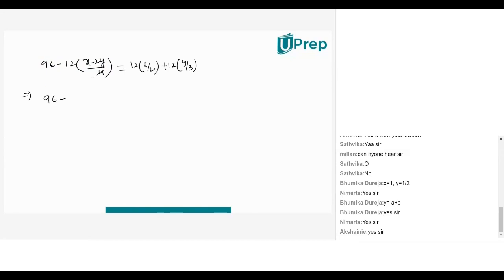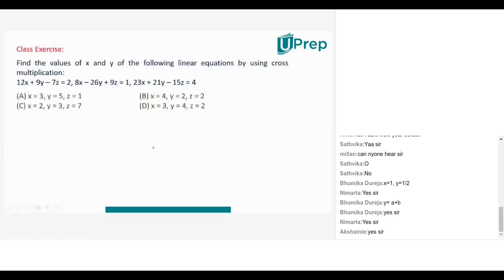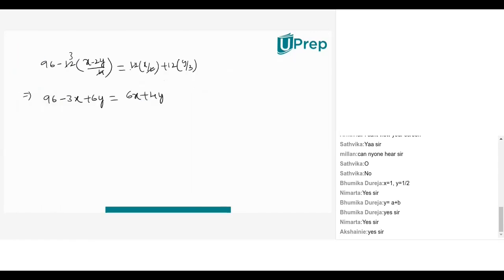96 minus 4 3s are 12. Multiply this 3 inside. Minus 3 into x is minus 3x. Minus 3 into minus 2y is plus 6y. 2 6s are 12, 6x. 3 4s are 12, 4y. So that's what you get.